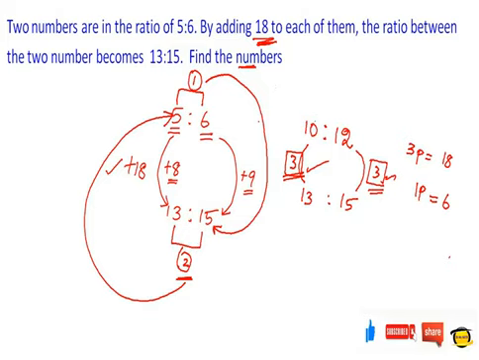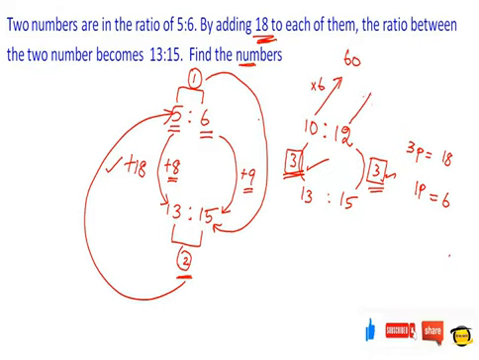So the first term contains 10 parts, which means the first number is going to be 10 times 6, 60. And the second number is going to be 12 times 6, which is 72. So the two original numbers are 60 and 72, right? And as we can clearly see, this shortcut is going to be very useful in saving a good amount of time in the exam.